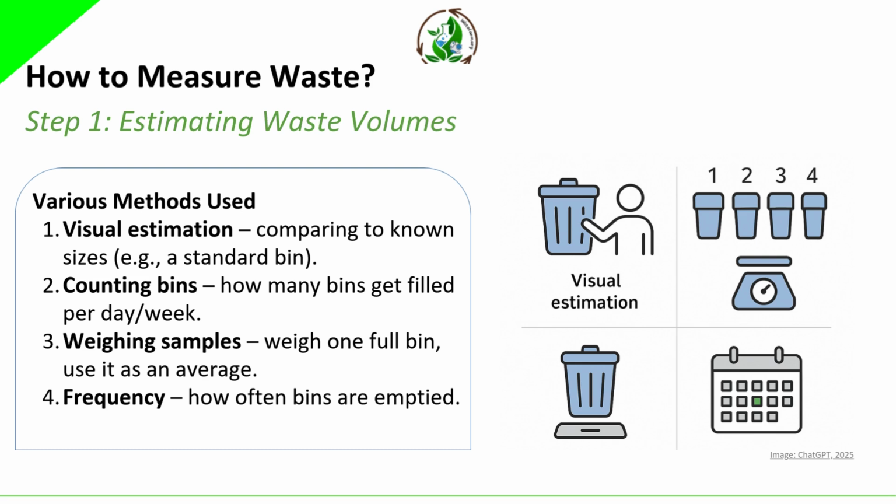For more precision, you can weigh one bin to get an average, then apply that across all bins. Even the frequency of emptying bins is data. If they're empty daily, you know the waste load is high. If weekly, it's lower.